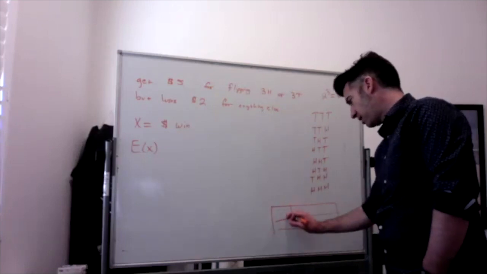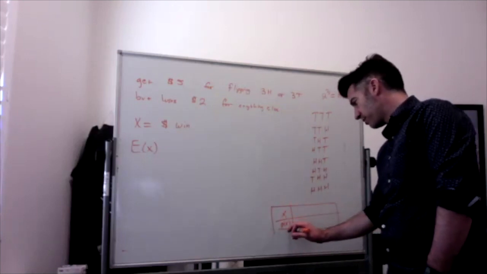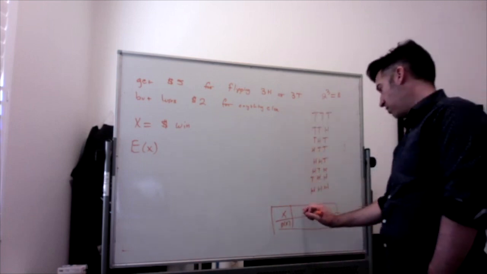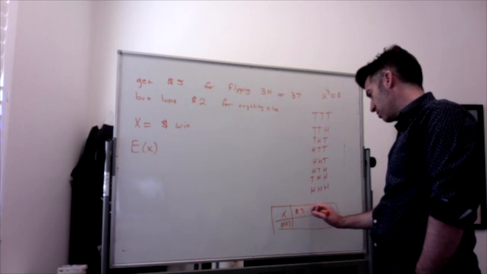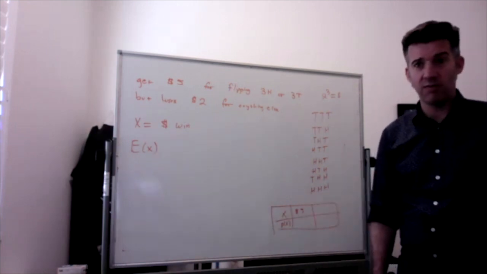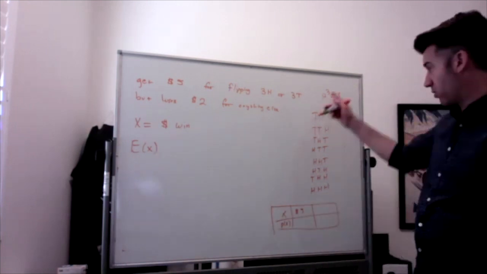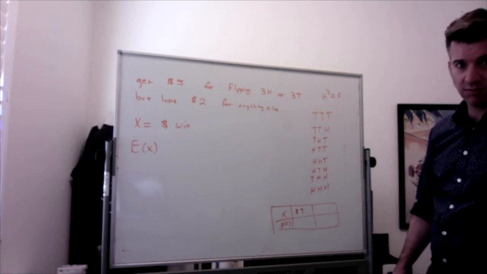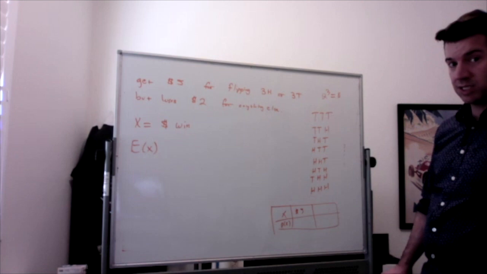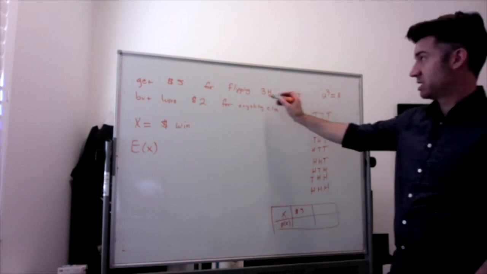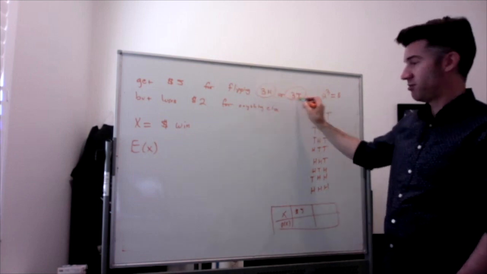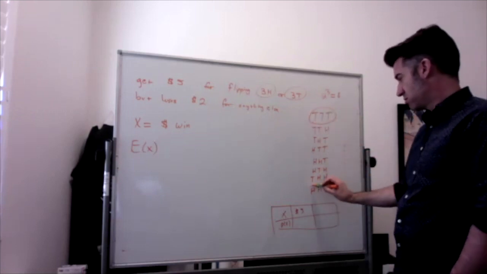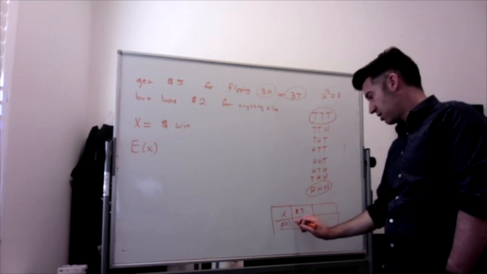So we have x and we have p of x. Again, x is the dollars we're winning. So we win $5. What's the probability that we're going to win $5 if you flip 3 coins? How many different ways do I get to win $5? How many ways is that? Out of how many?